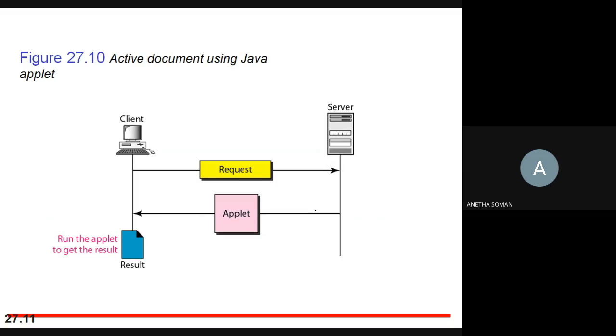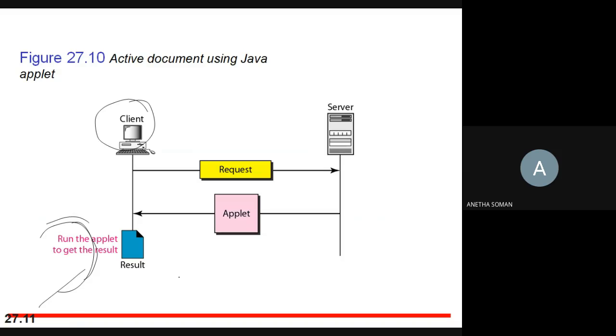Now sometimes you might require that the program or the script be run at the client side. You want to get the result at the client side, and that type of document is called an active document. Whenever a browser requests an active document, the server sends a copy of the document, or it can be a script. And that document will be run at the client side or at the browser side.